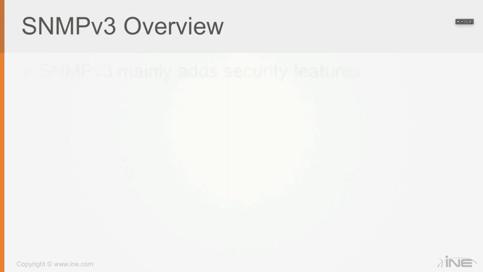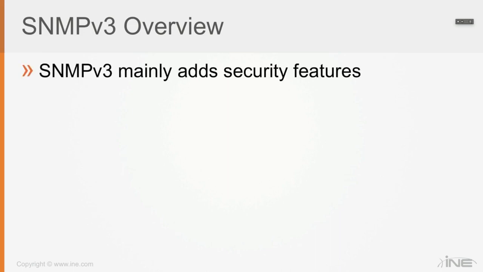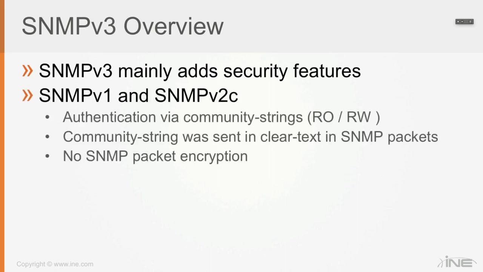Now, we're going to speak about SNMP version 3, and I said that it mainly adds security features to V1 and V2C. In V1 and V2C, authentication between the manager and the agents was via a community string of type read-only or read-write, depending on which kind of actions you would want the manager to take on the agents, set or get. But the community string was sent in clear text in SNMP packets, and there was no SNMP packet encryption.